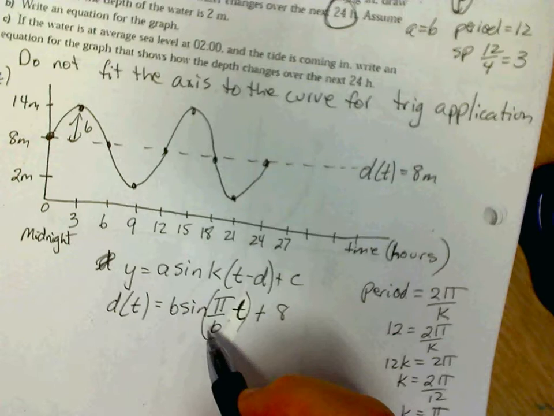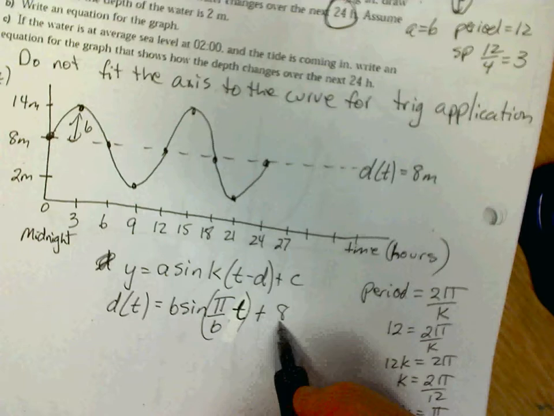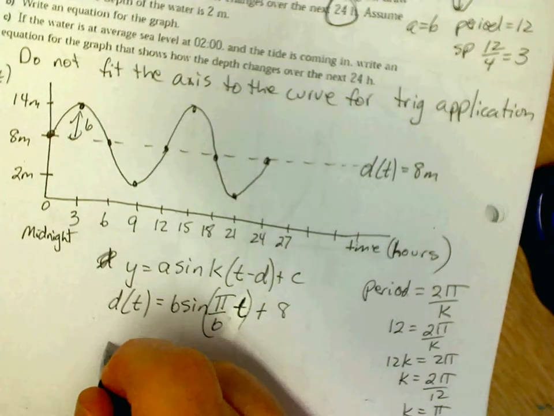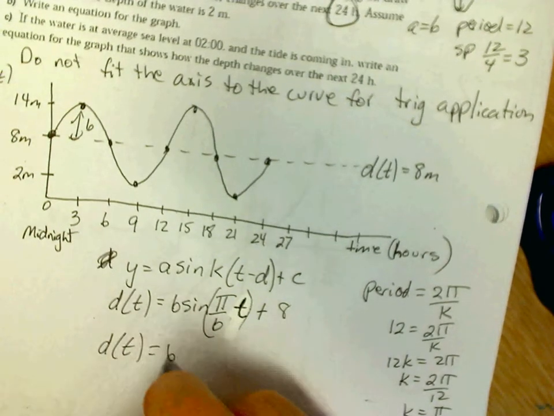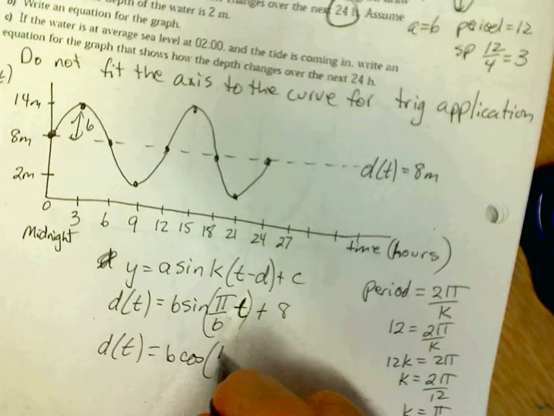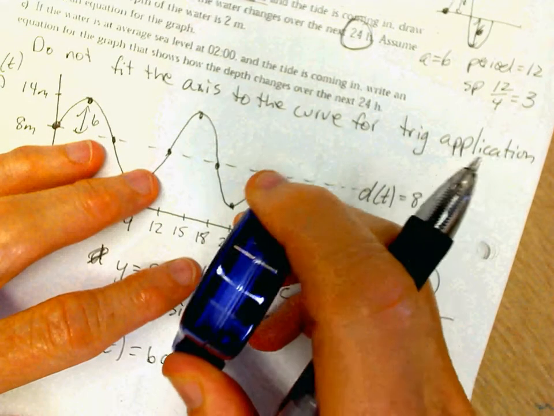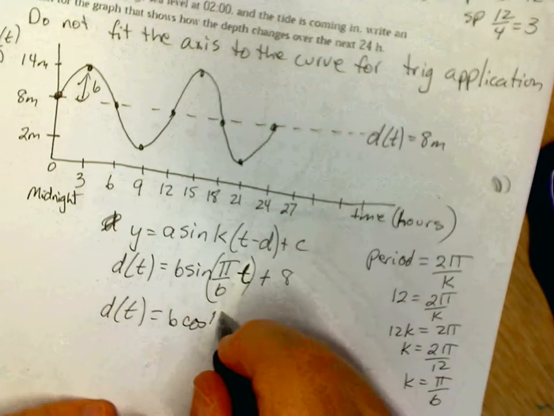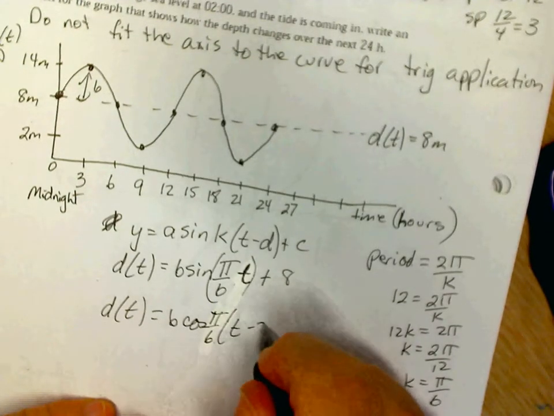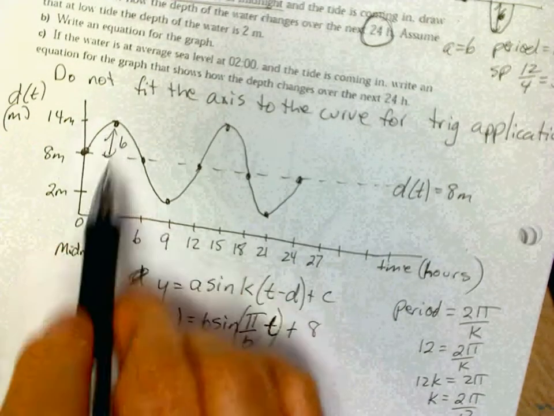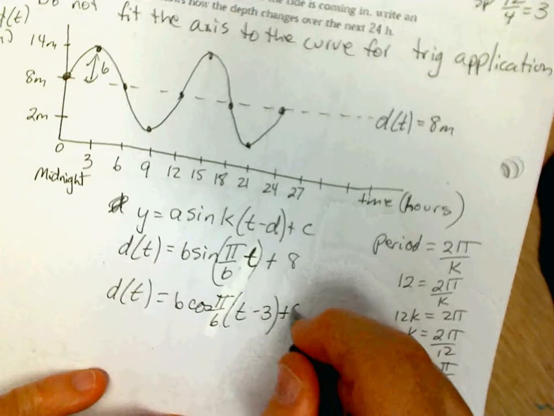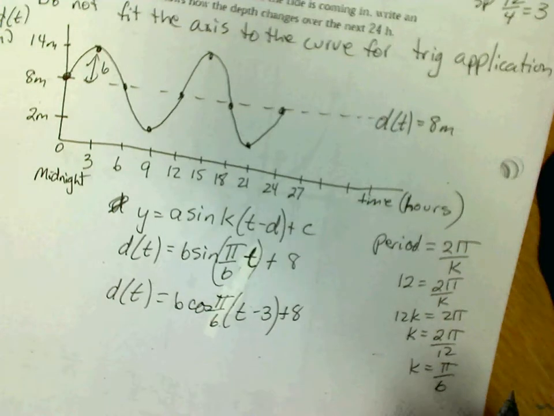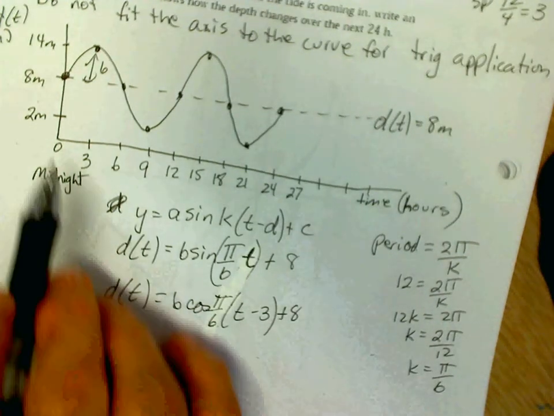And then it would be t minus 3, plus 8. So if we did use a cosine function, it'd be d of t equals 6 cos of pi by 6 times t minus 3, because the peak is 3 over, plus 8. So they look identical, except in this case the phase shift is different.